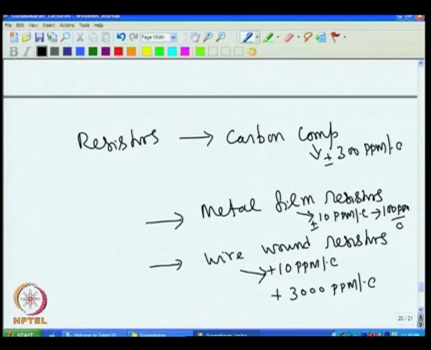Now, in addition to the drift consideration, we have to worry about one more thing with a resistor: the resistor value not only changes with temperature.